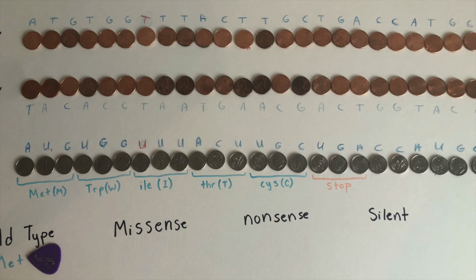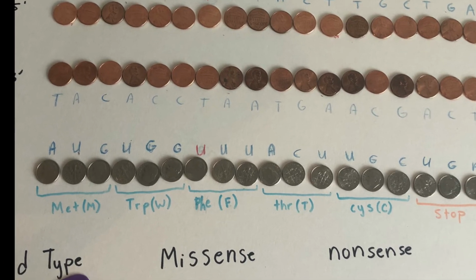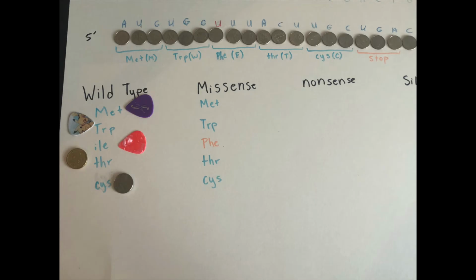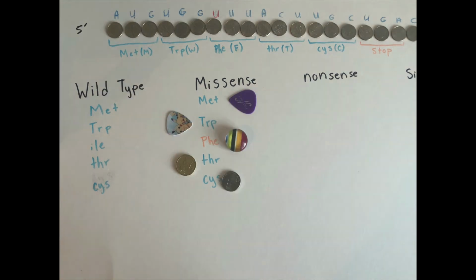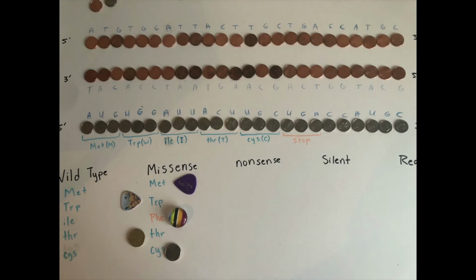So this mutation is transcribed into our RNA, causing a change in one of our amino acids into a Phi, which causes a missense mutation because one of our amino acids is different from the wild type. So as you can see by our little objects, which are showing amino acids, one of them is different from the wild type. So now we're looking at a nonsense mutation.